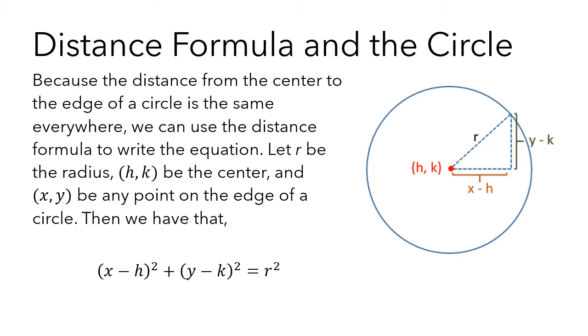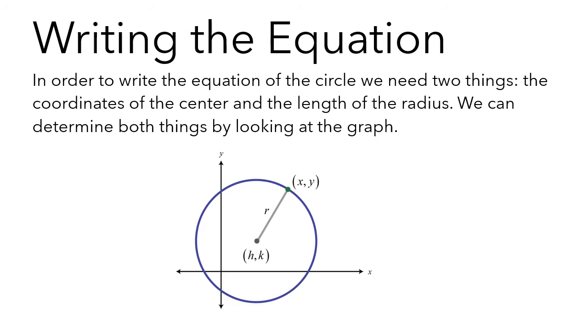Because the distance from the center of the circle to the edge anywhere is the same at all points, we can use the distance formula to write the equation of the circle. If we let r be the radius, (h, k) be the coordinates of the center, and (x, y) be the coordinates of any point on the edge, we use the distance formula: (x minus h) squared plus (y minus k) squared equals our distance r squared. This is the equation of the circle.